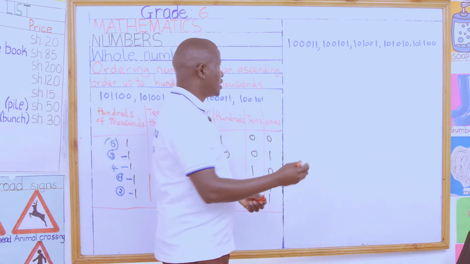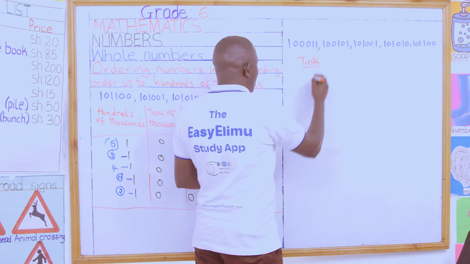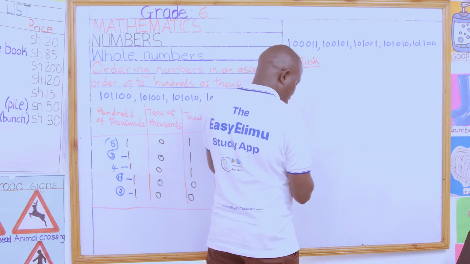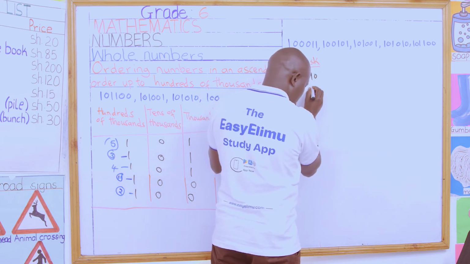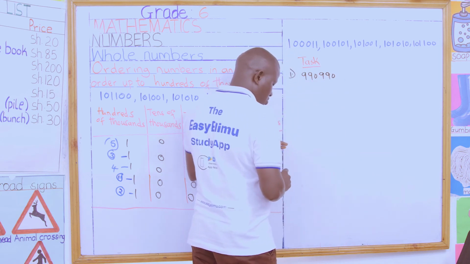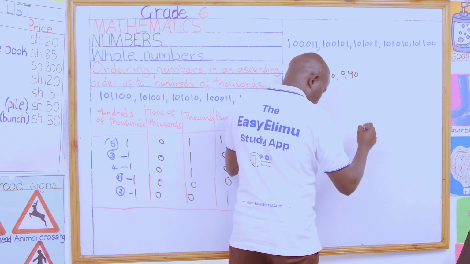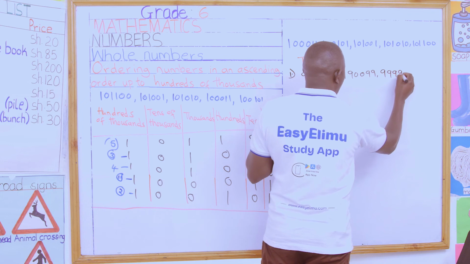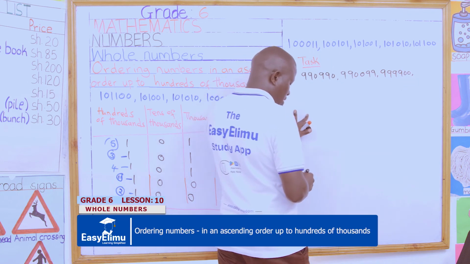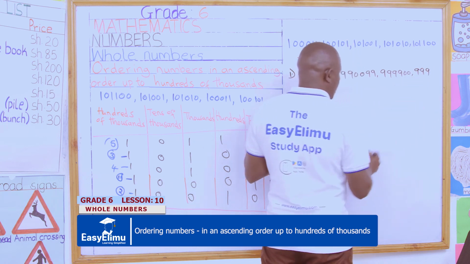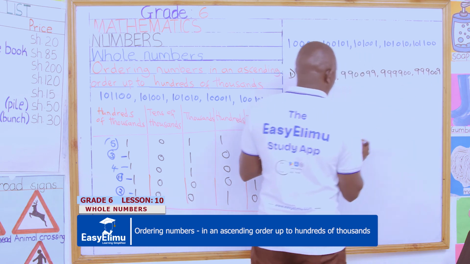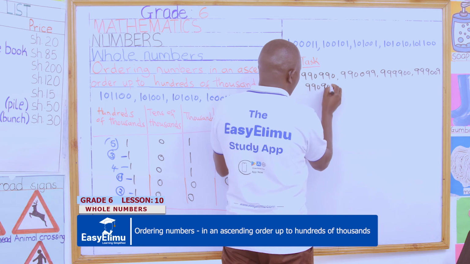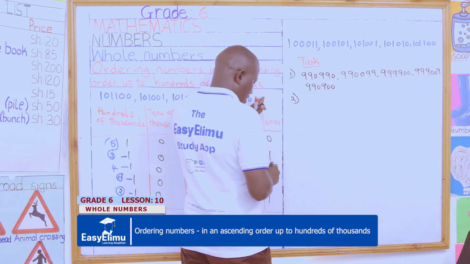And as we wind up our lesson, kindly do the following task. In our task, we are arranging the following numbers in ascending order from the smallest to the largest. And these numbers are 990990. We also have 990099. The third number will be 999900. The fourth number will be 999009. And finally, the fifth number will be 990900.